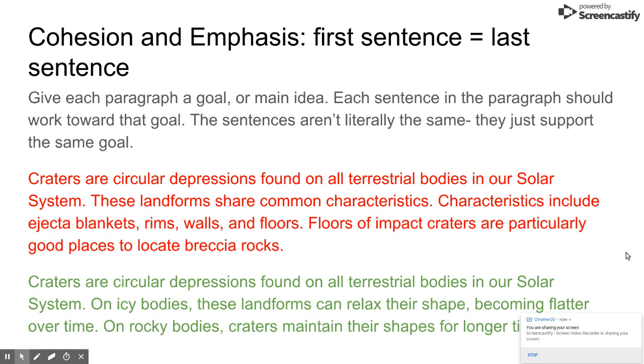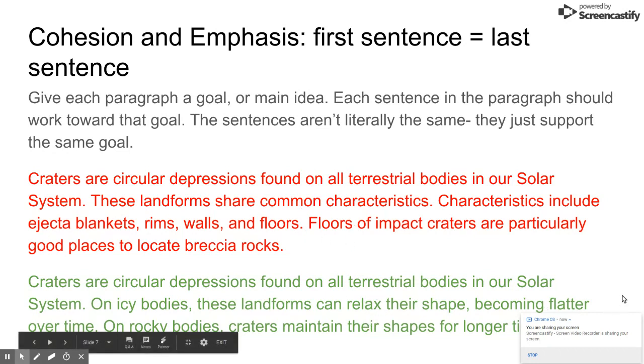So craters are circular depressions found on all terrestrial bodies in our solar system. These landforms share common characteristics. Characteristics include ejecta blankets, rims, walls, and floors. Floors of impact craters are particularly good places to locate breccia rocks. So here, we start the paragraph with something that makes us think we're going to be maybe comparing across bodies or looking across the solar system, but we're ending with something highly specific, which is breccia rocks. So it's like, where is this paragraph actually going? It's not clear what the goal is.